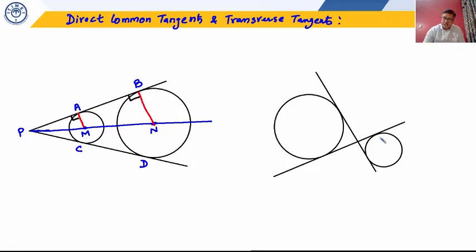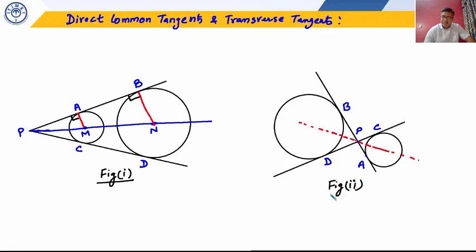In a similar fashion, let's say this point is P, this point is A, this point is B, this point is C, this point is D. And if I draw the angle bisector, such kind of tangents are known as transverse tangent, and this is called direct common tangent. So figure 1 represents the direct common tangent, whereas figure 2 represents the transverse tangent. The center will lie on this line, this is M and this is N. So center to point of contact is 90 degree. Can I say this angle is 90 degree? And center to point of contact is again 90 degree.